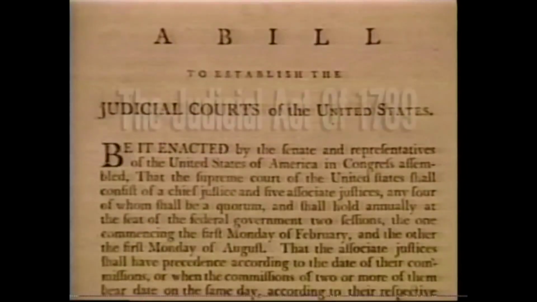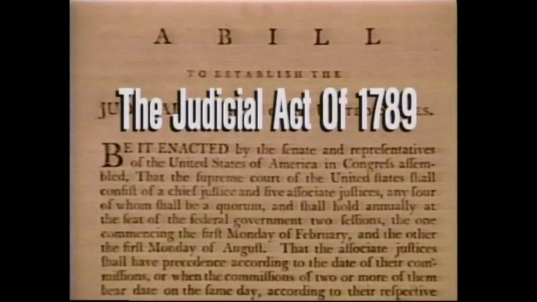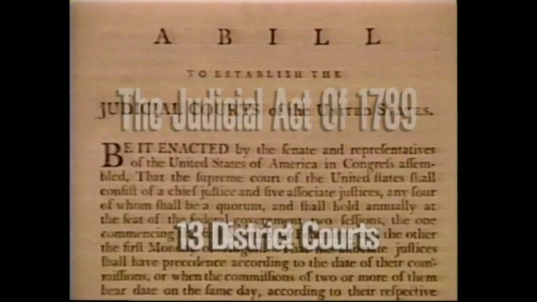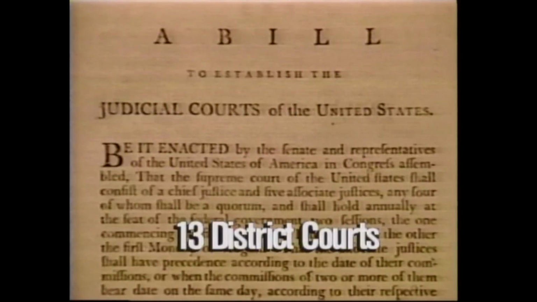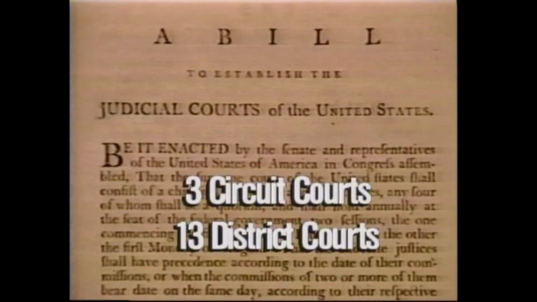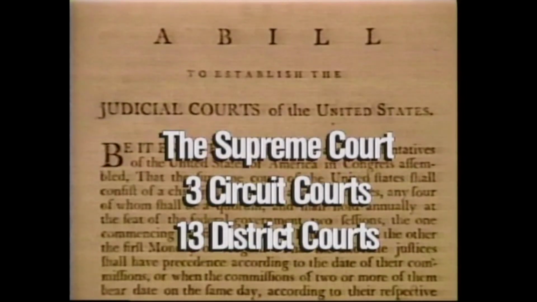Congress passed the Judiciary Act of 1789, which created a three-level federal court system with 13 district courts at the bottom, three circuit courts, and the Supreme Court headed by John Jay at the top.